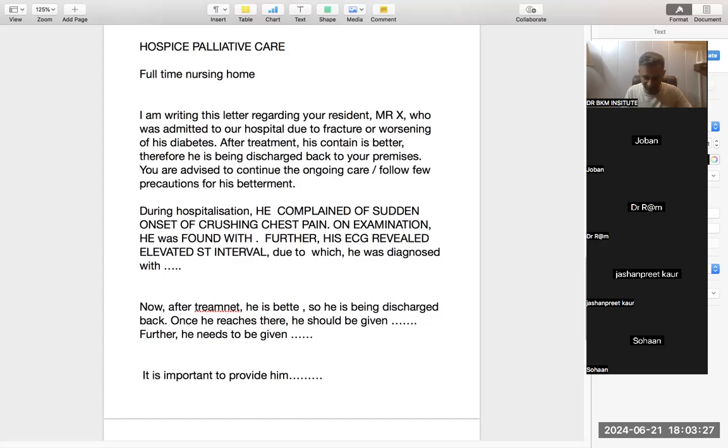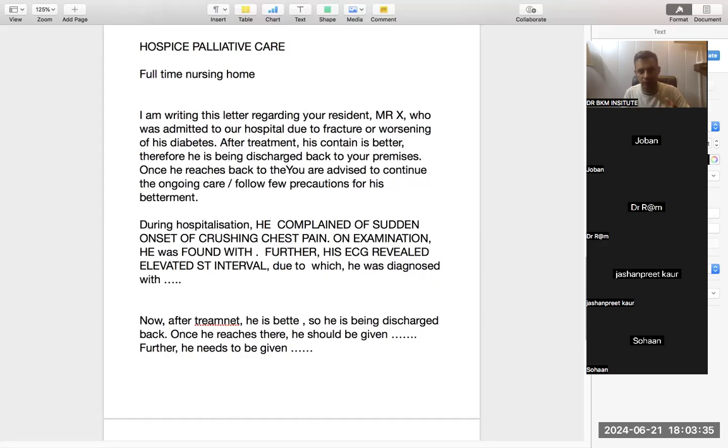Again, the better word you can say over here, once he reaches back to the premises or to your place, you are advised to follow. If you want to add, otherwise first one is also good. Don't overdo, don't overtry. If you cannot understand this thing, don't write this thing. If you can understand, once he reaches back, you are advised to follow few precautions. Simple. So please spend time with it.